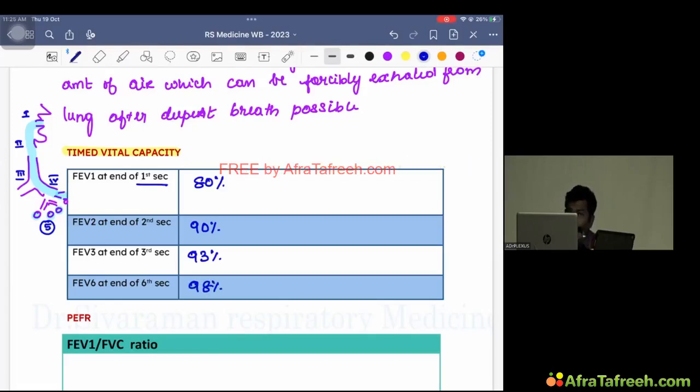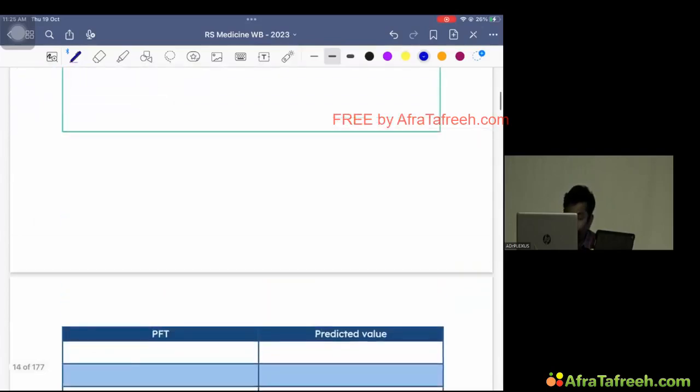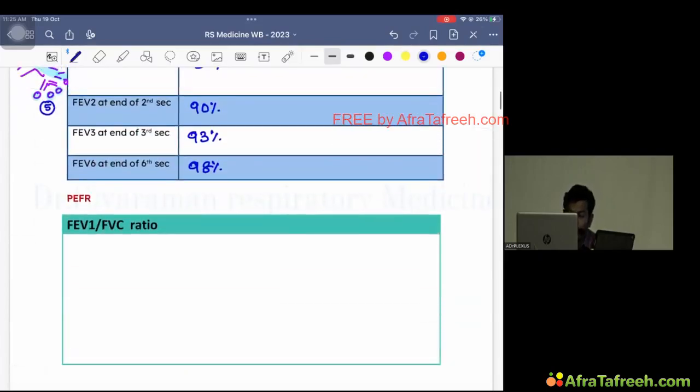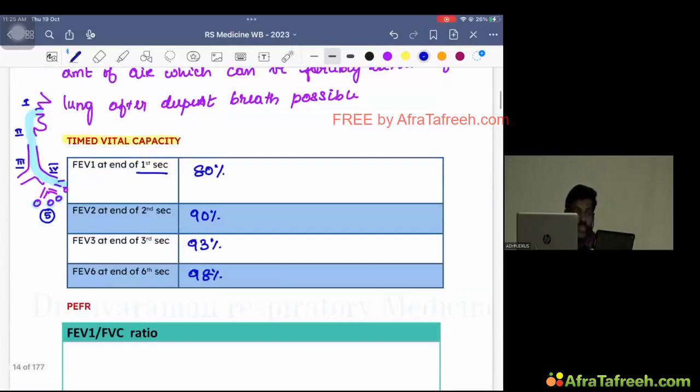So what happened to the remaining 2% of air? It is going to be residual volume. This is very, very important. During the first second, 80% of the air is going to come out. During the second, 90%. And at the end of 6 seconds, 98% of the air is going to come out, and the remaining 2% is going to stay back in your lung. That is going to be called your residual volume.